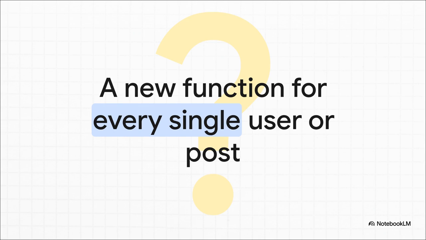At @app.route("/user/Alex")? At @app.route("/user/Jane")? No way, that would be a complete and utter maintenance nightmare. And this is exactly the problem that dynamic routing was created to solve.